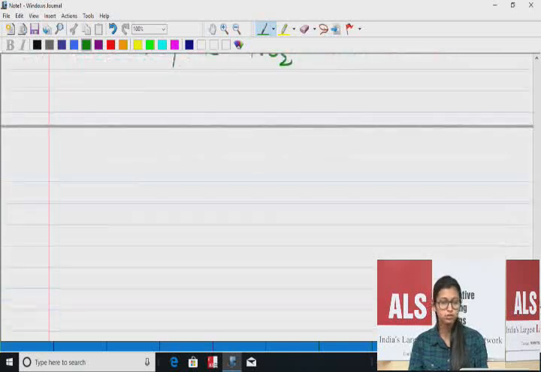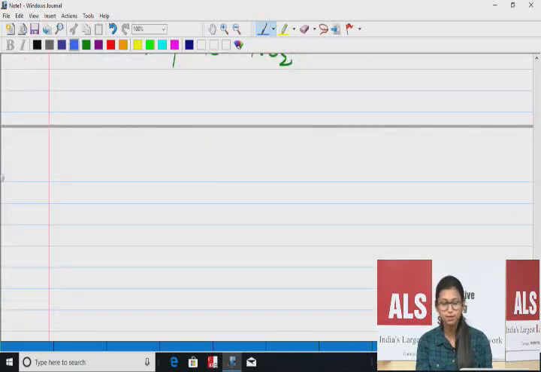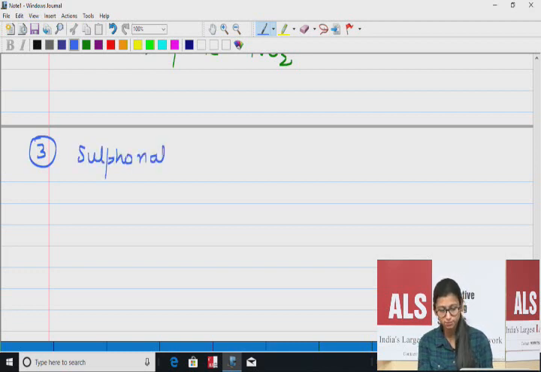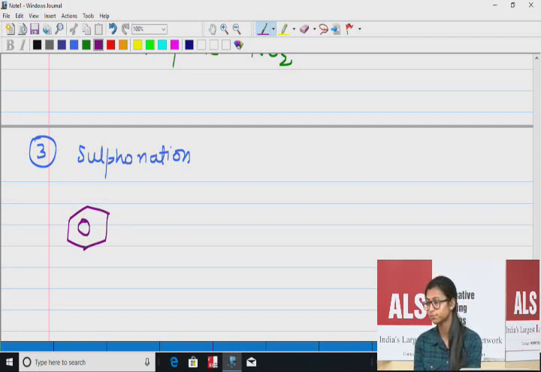So we are done with the nitration. I'm talking about the third reaction here. This says sulfonation. Now you people will tell me the answer. If I want the sulfonation, I will have a benzene. Can you tell me which group will be there on the benzene?